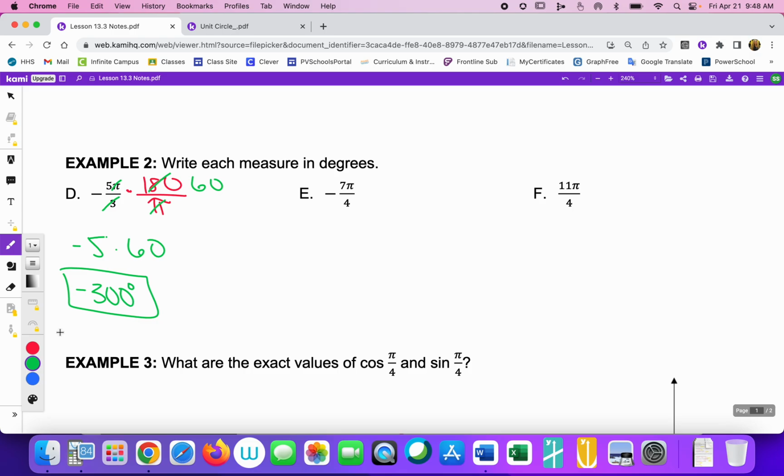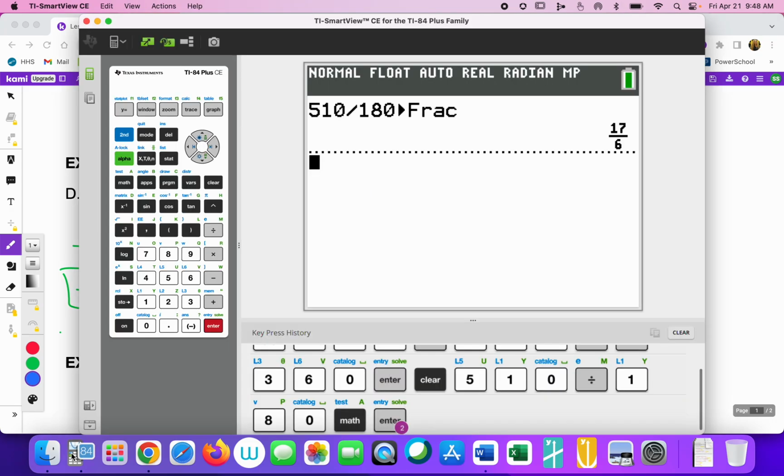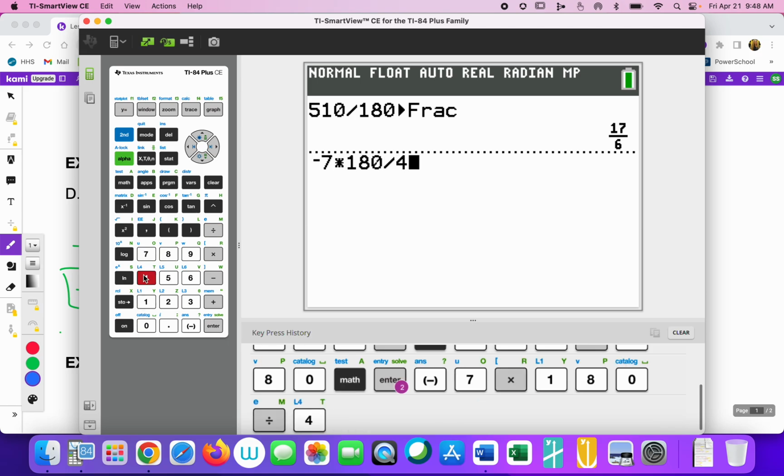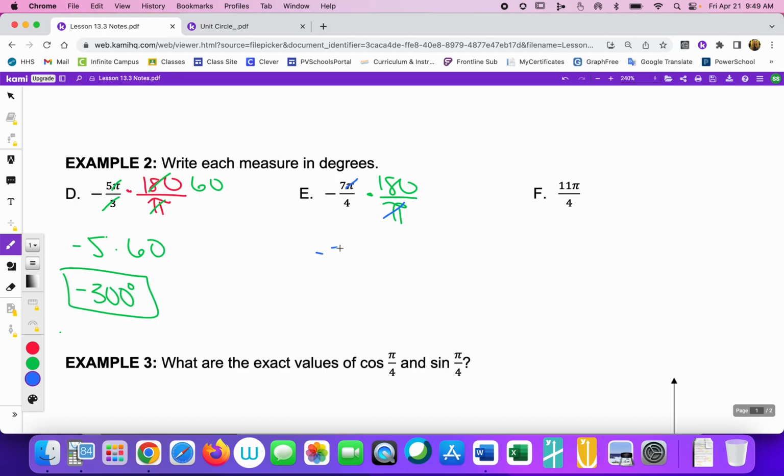It should be negative 315, right? Yeah. So if we multiply by 180 over pi, using the calculator on these, let's say you don't have your unit circle handy, and you don't know how much 4 goes into 180, which it does by 45, you can just go straight into your calculator and do negative 7 times 180 divided by 4, negative 315. But yes, if you see it on the unit circle, you can go ahead and write it, but just make sure it's negative if it starts negative.